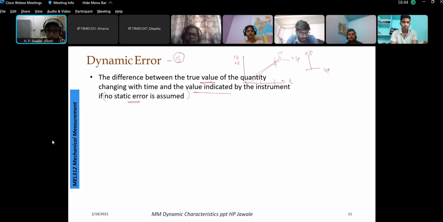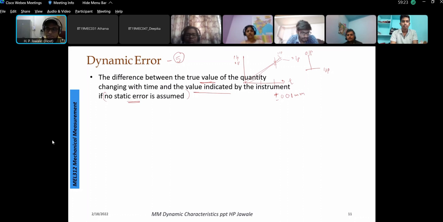Now suppose there is a static error. Take the example of a system, say a micrometer screw gauge. We have found that the micrometer screw gauge has a static error of, say, plus minus 0.01 millimeter, and that is used for measurement of a variable input, maybe varying slowly. So the total error given by the instrument, or the difference between the true input and the output shown by the instrument if the input is varying, will be a combination of the static plus dynamic error.